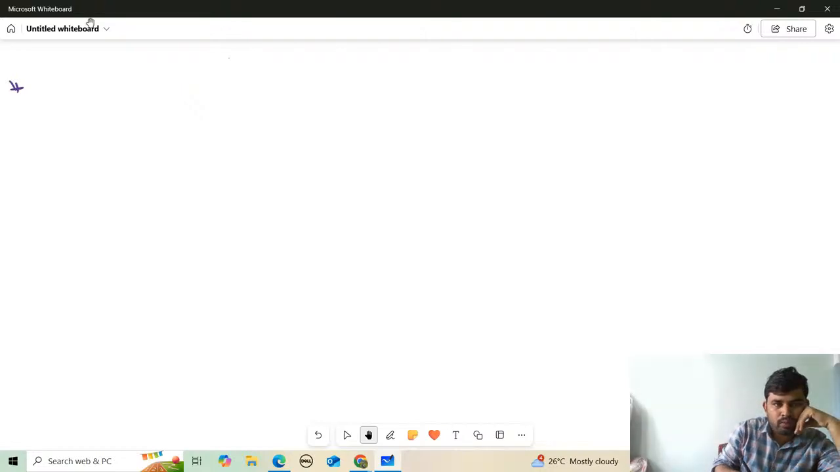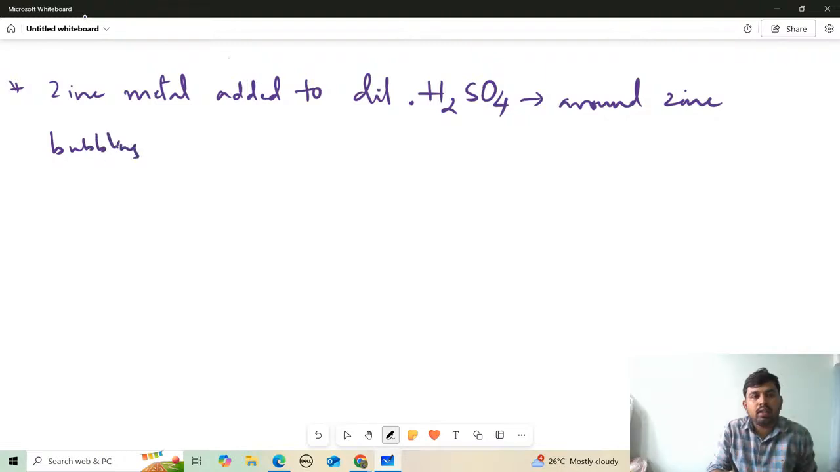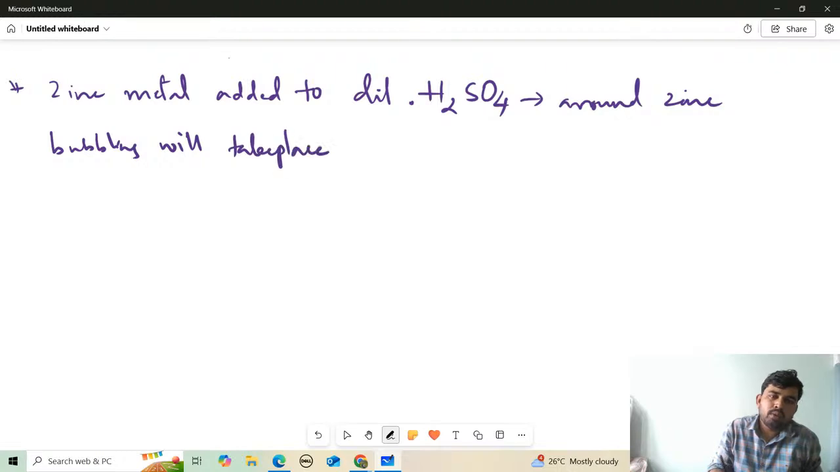In the third activity, they are taking zinc metal, zinc granules, and adding it to dilute sulfuric acid. The formula of sulfuric acid is H2SO4. What happens there, sir? Around the zinc, bubbles will form. Bubbling will take place, and slowly bubbles will start to produce.